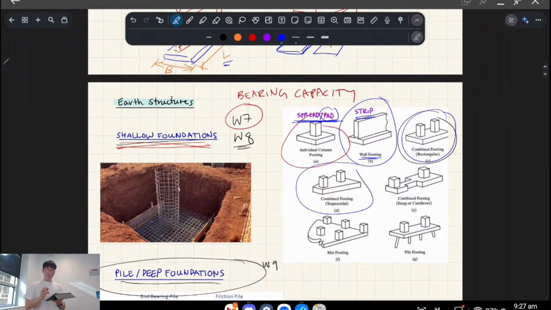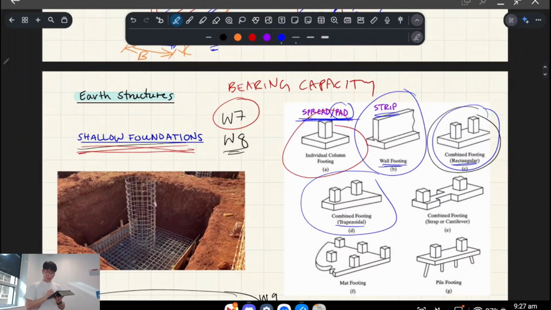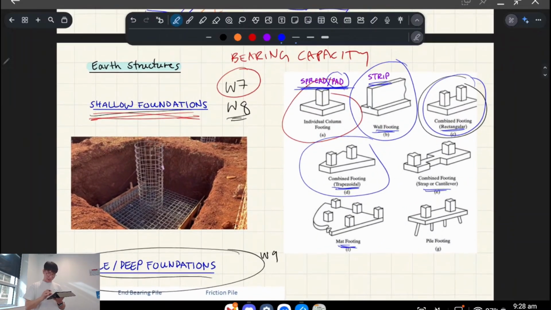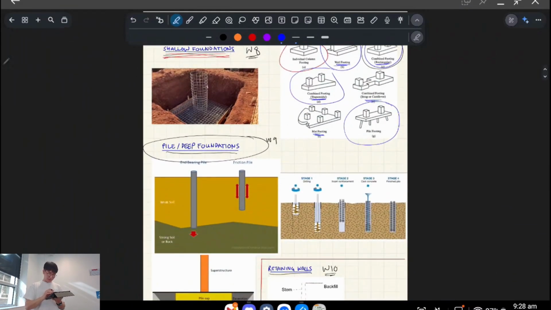There's different types of combined footings. It's basically the same thing, but you might decide to turn it into a different shape, such as this one. If you combine enough footings, that's called a mat footing. And a pile foundation, which brings me to my next topic.